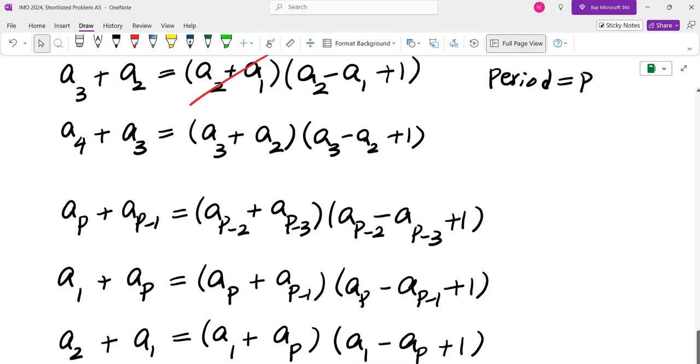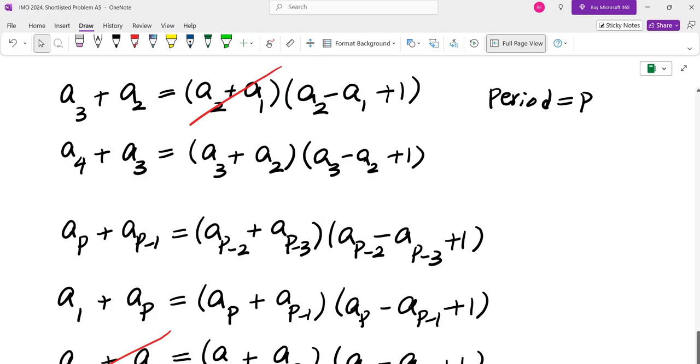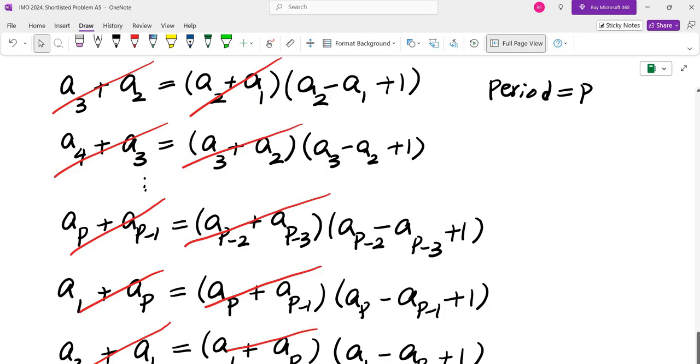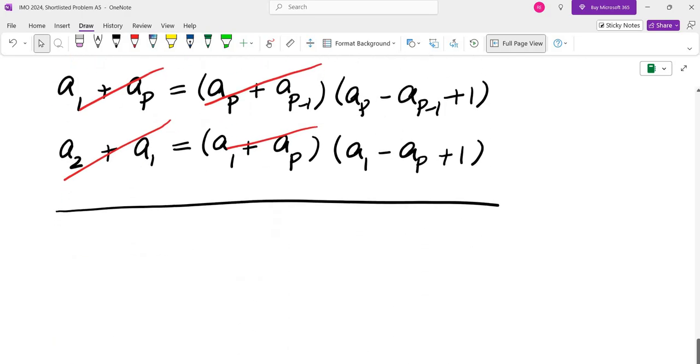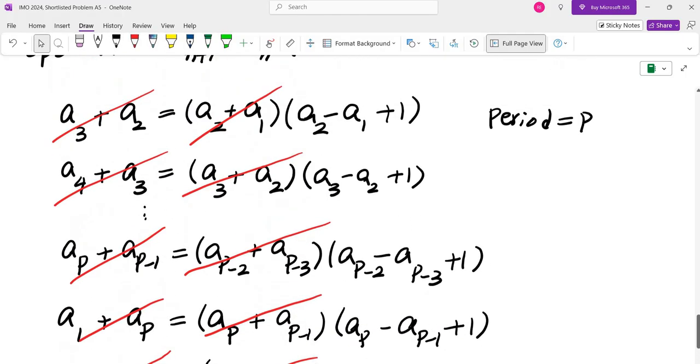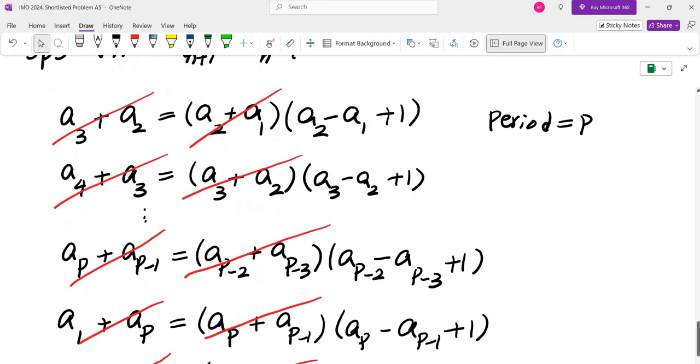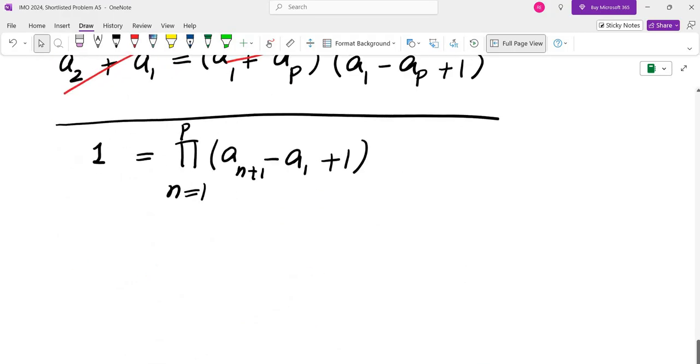So a_2 + a_1, we have it right here. a_2 + a_3, a_4 + a_3, all of these are going to cancel here. And every single term in the sequence a_1 through a_p appears here. Now, if we do that, we get 1 on this side, and on the other side, we get the product of (a_{n+1} - a_n + 1), where n starts from 1 all the way to p, because there are p terms on the right side, and also, of course, on the left side.